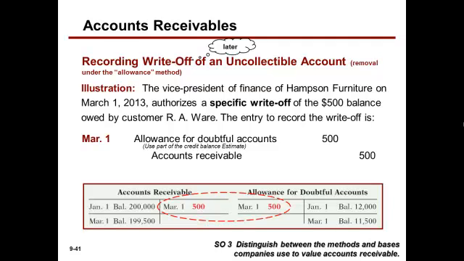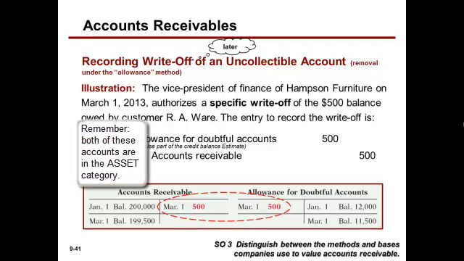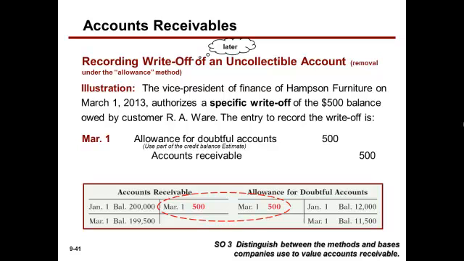This shows the effect in our T accounts, our write-off, the debit to receivables, reducing it. The credit to receivables, reducing it, and the debit to the allowance account, reducing that account from a normal balance of $12,000 down to $11,500. Our receivable account went from $200,000 down to $199,500, indicating that we've taken out the R.A. Ware receivable from our main receivable account. This write-off is affecting two asset accounts in opposite directions.